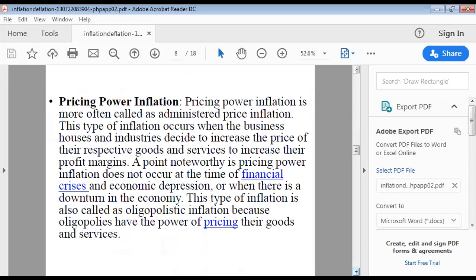Pricing power inflation is more often called administered price inflation. That is, this type of inflation occurs when the business houses and industries decide to increase the price of their respective goods and services to increase their profit margins. A point noteworthy is pricing power inflation does not occur at the time of financial crisis and economic depression, or when there is a downturn in the economy. This type of inflation is also called oligopolistic inflation because oligopolies have the power of pricing their goods and services. What do we mean?